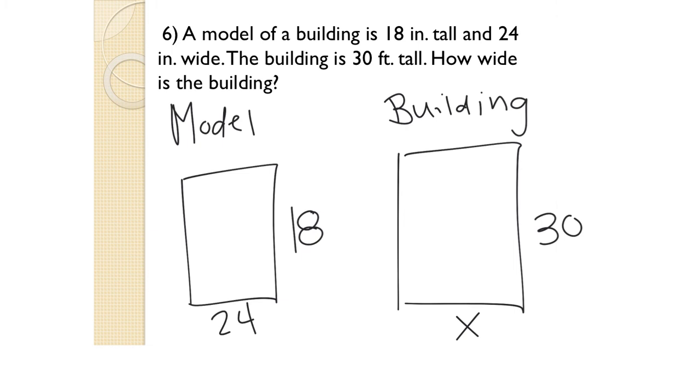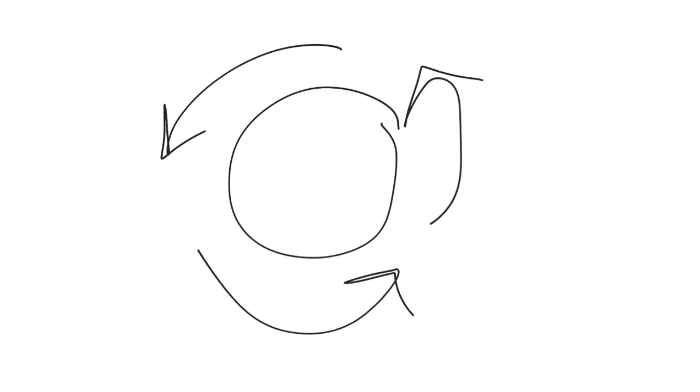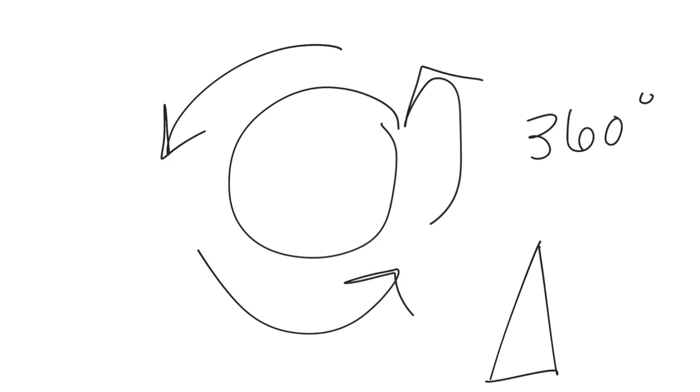Let's look at the next question. All right, this last question is a little different, and what we've got is determine the unknown angle measure in each triangle. Let's talk for a second, okay? Let's talk about a circle. If you think about a circle, how many degrees does it have going all the way around? If you spin in a circle, how many degrees did you go? 360. What about a triangle? How many degrees is in a triangle? 180 degrees.